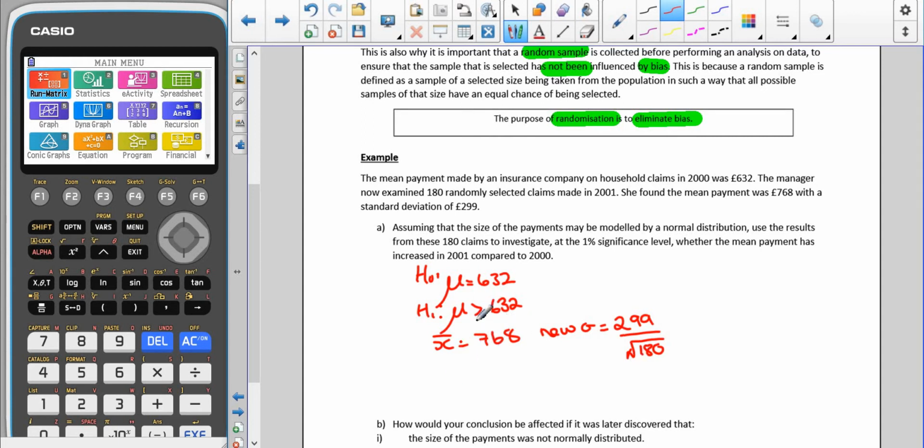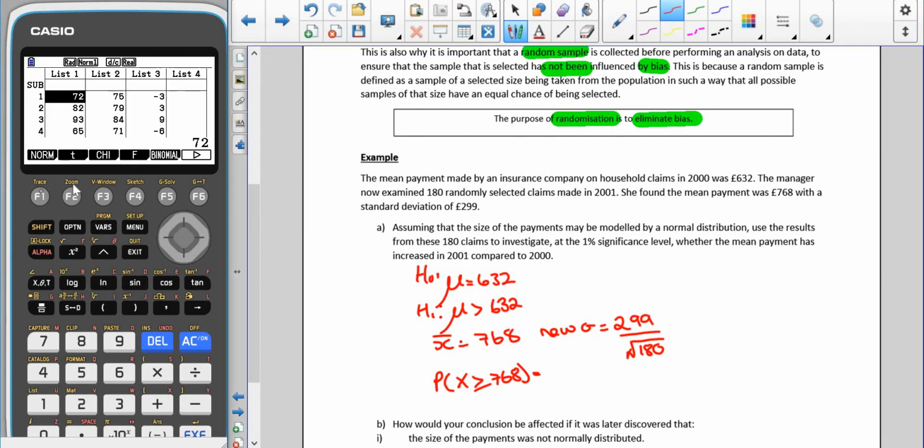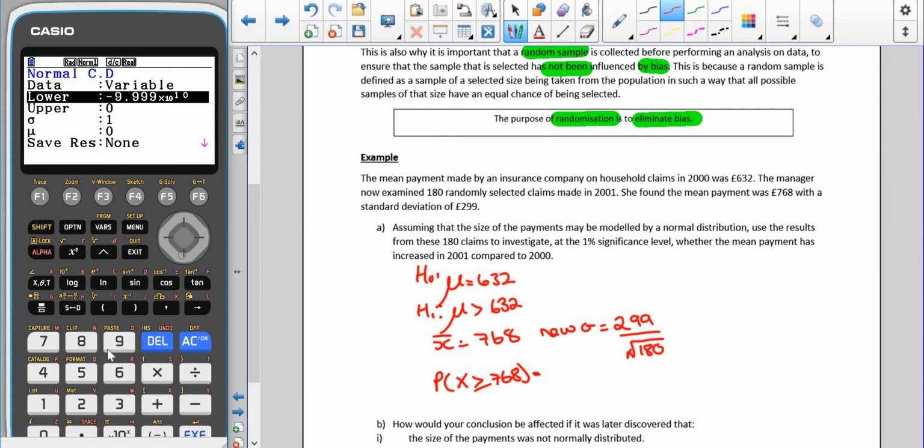So because 768 is bigger than 632, or because we've got a one-tailed test where our inequality symbol is pointing this way, we're going to be looking at the probability that x is greater than or equal to 768. So then we're going to Stat, Dist, Norm, NCD. Our lower is going to be 768. Our upper is going to be a really big positive number. Our standard deviation is 299 divided by the square root of the sample size, which is 180, and the mean is 632.